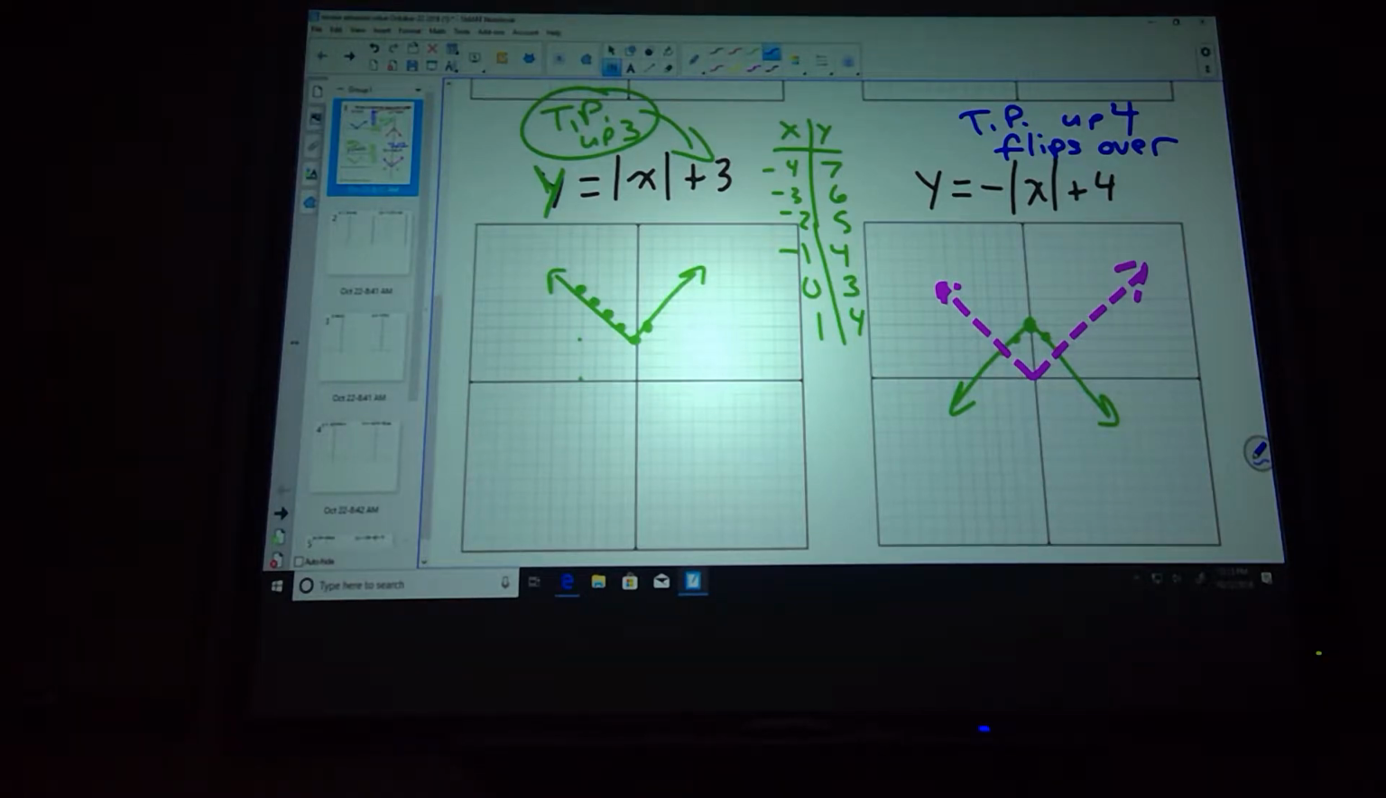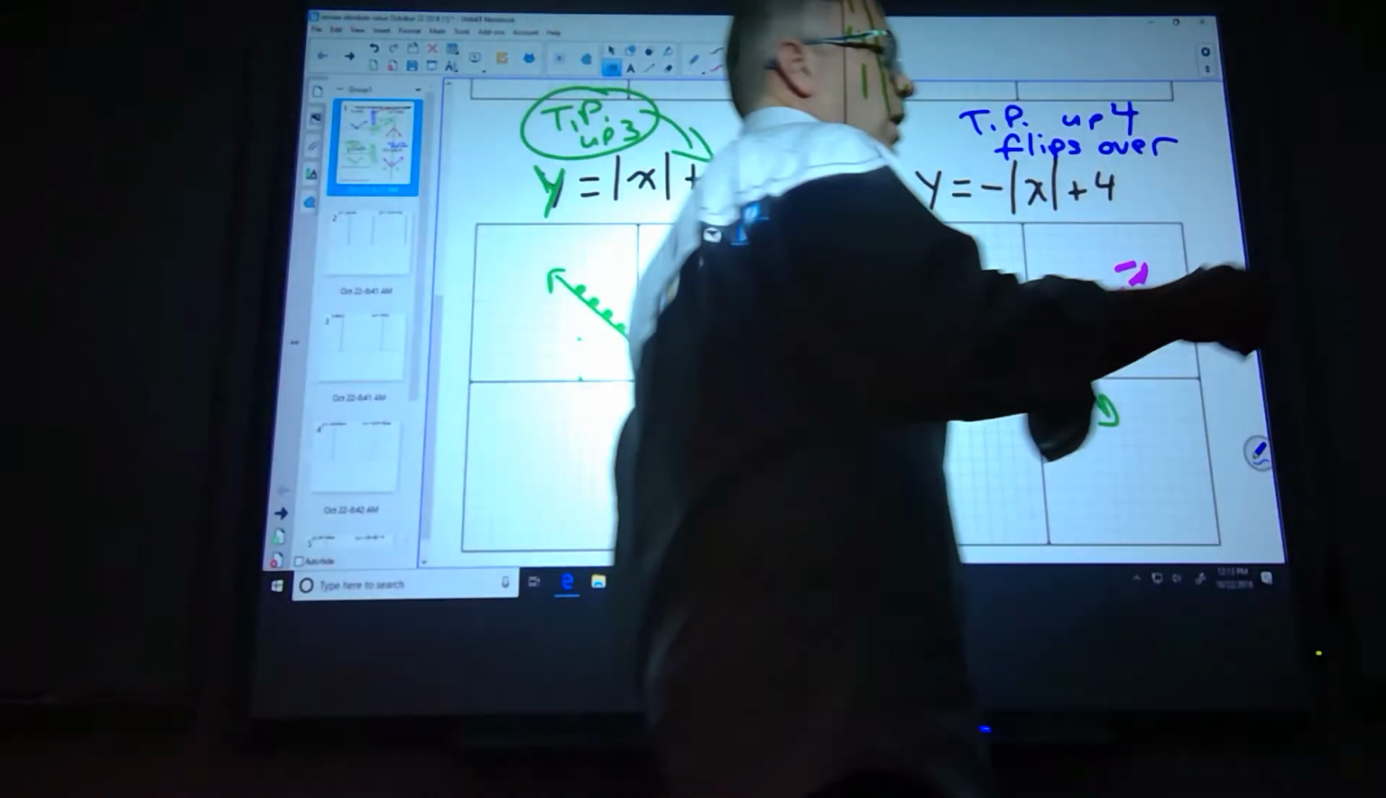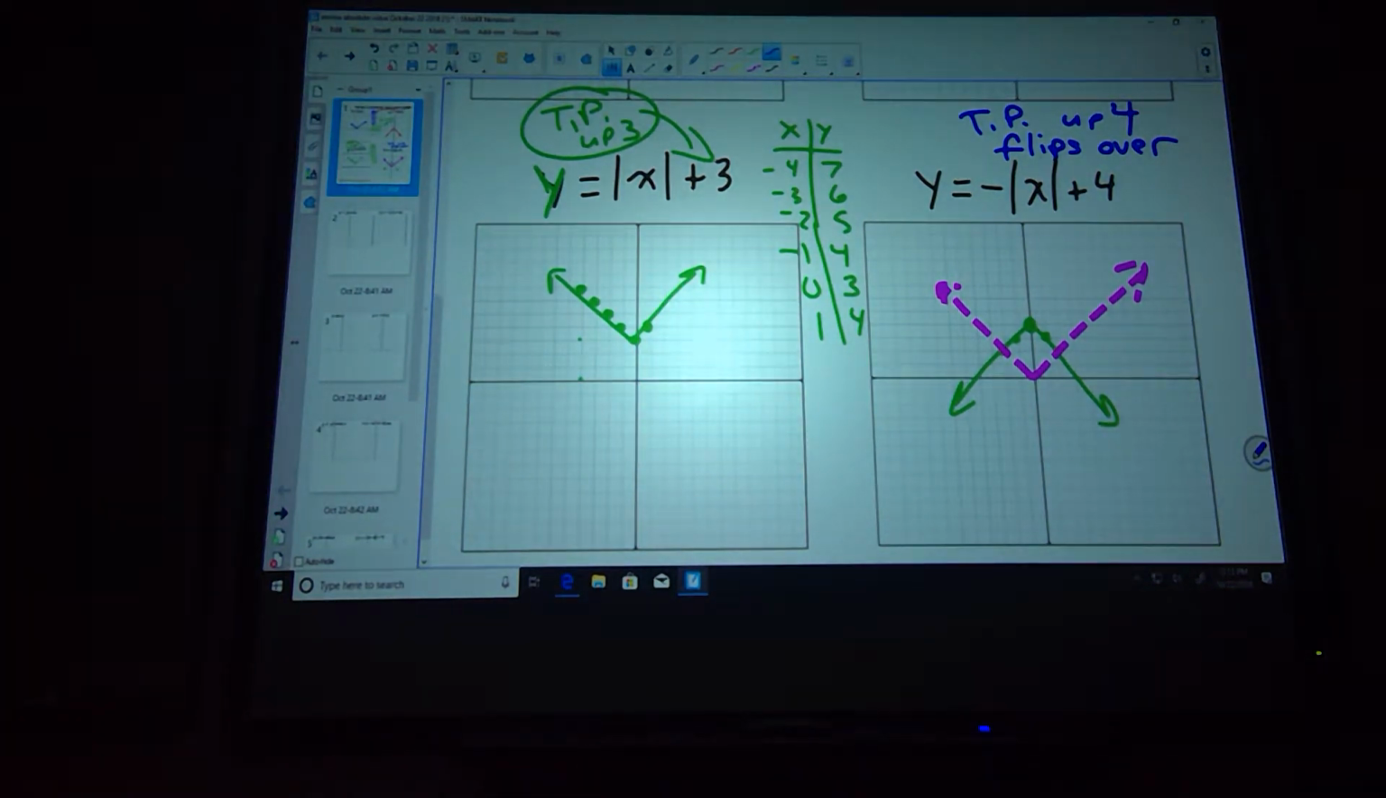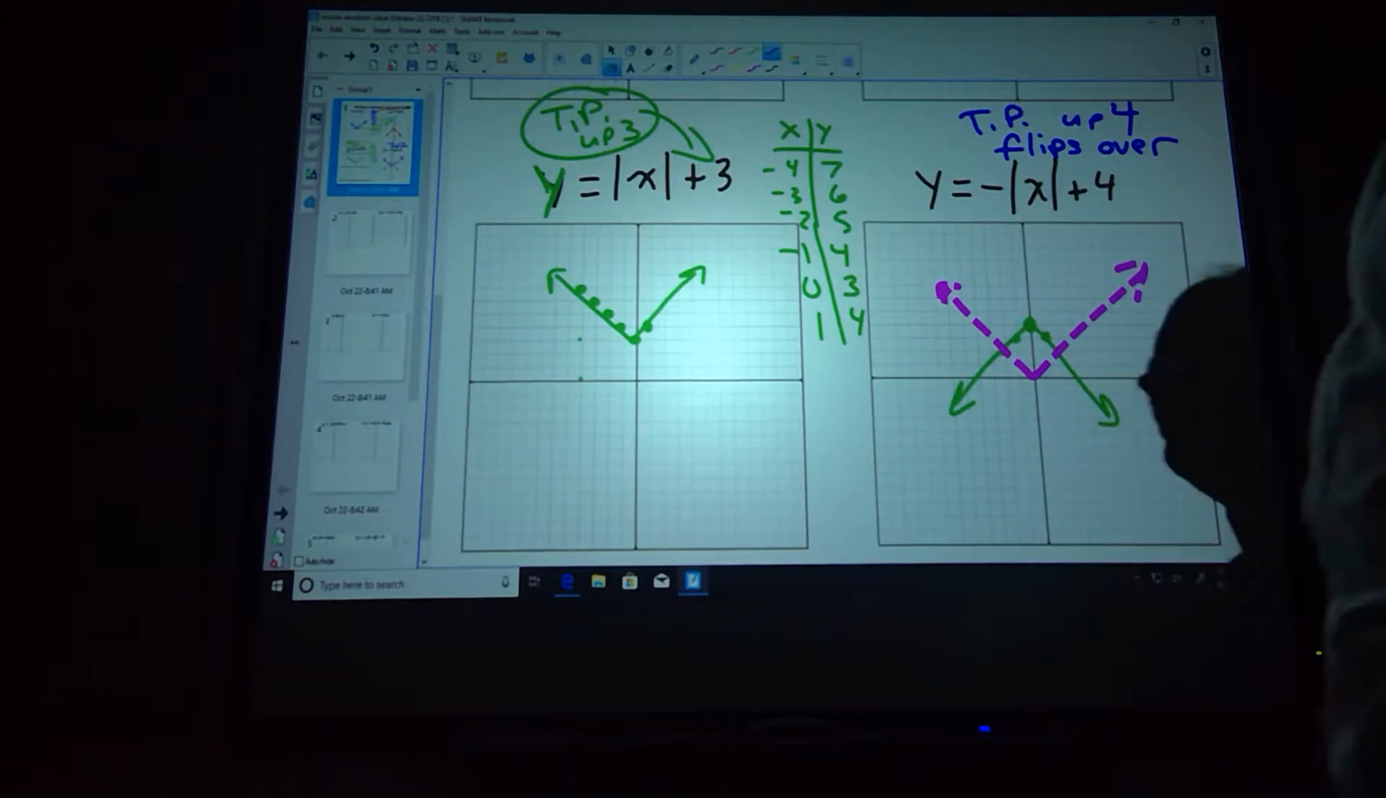Can I move on and explore? So if we added or subtracted outside of the absolute value, that shifted it up or down. If we have a negative outside of the absolute value, that means it's going to open downward versus upward. Let's see what else we can do.